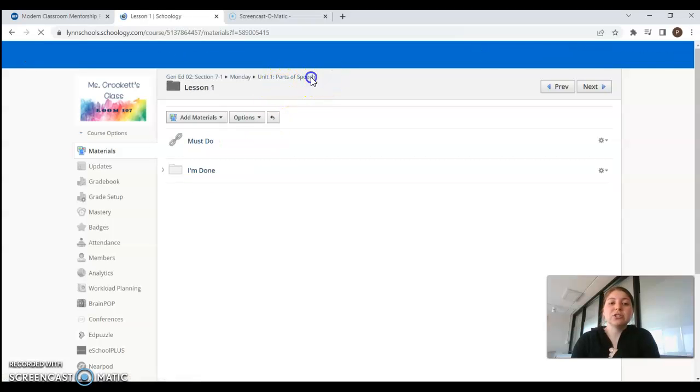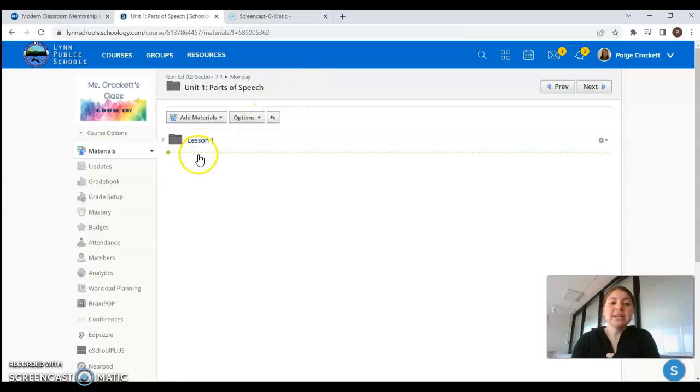They would go back to the unit and they would go on to Lesson 2. I liked having each folder because I think it separates it. It's not overwhelming to see all must-dos for all lessons, and it also ensures that students will stay in order. They won't accidentally skip a lesson.